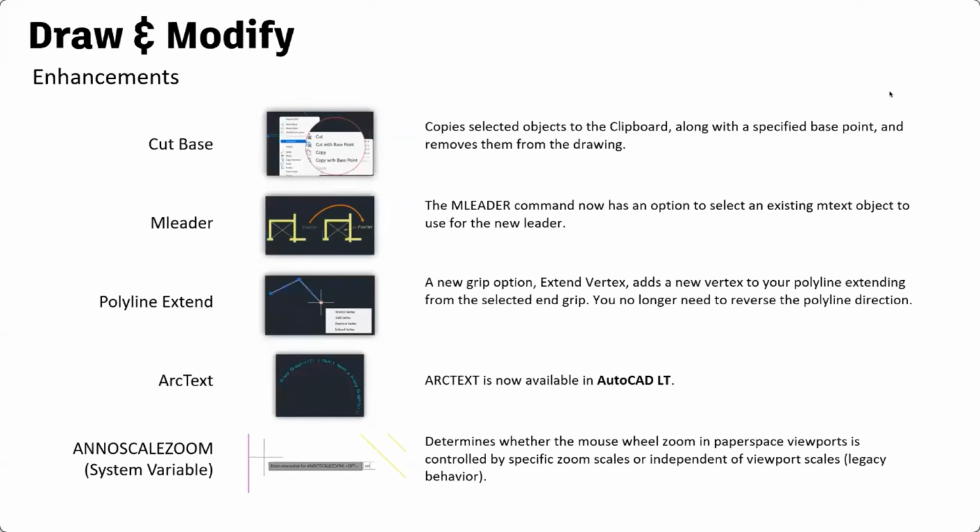Next one is arc text. It was available in AutoCAD only, but it is now available in AutoCAD LT as well. Last but not least, ONSCALEZOOM is a new system variable which uses the predefined scale factors that are listed in the viewport scale list instead of random scale numbers when zooming in and out of the viewport. So let me demonstrate these features in AutoCAD LT 2023.